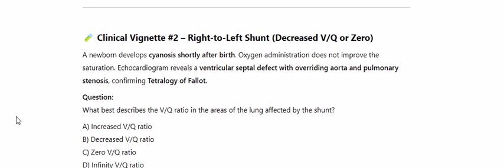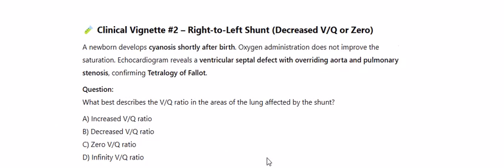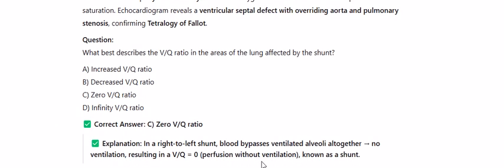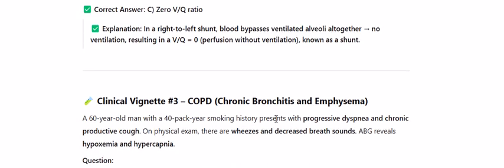A. Increased VQ ratio. B. Decreased VQ ratio. C. Zero VQ ratio. D. Infinity VQ ratio. Correct answer C, zero VQ ratio. In a right-to-left shunt, blood bypasses ventilated alveoli altogether, no ventilation, resulting in a VQ equals 0, perfusion without ventilation, known as a shunt.